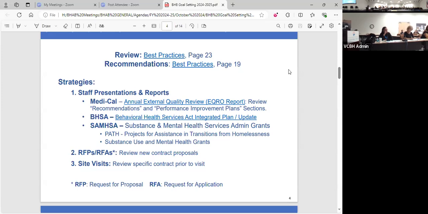And then with site visits, that's another opportunity to look at a contract, and specifically looking at deliverables is helpful. So you get an idea of what is required in the contract with the county. All right, next slide.